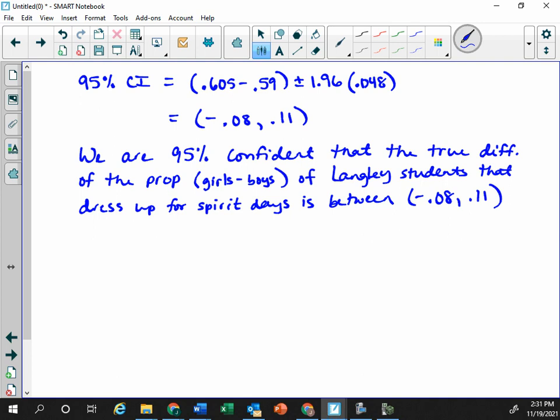Okay, so this interval is trying to capture the truth. Really, the truth could be girls dress up more than boys, or boys dress up more than girls, or it's the same. Okay? So just be aware of that when you see negative and positive values in your interval, what that is telling you. All right, questions on the confidence interval? Okay. Yes. You could. I mean, you could say between negative 8% and positive 11%. That would be okay. Yep.